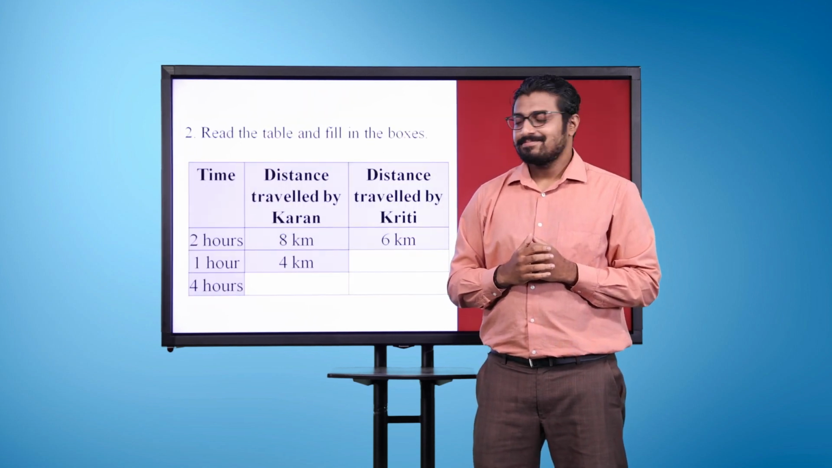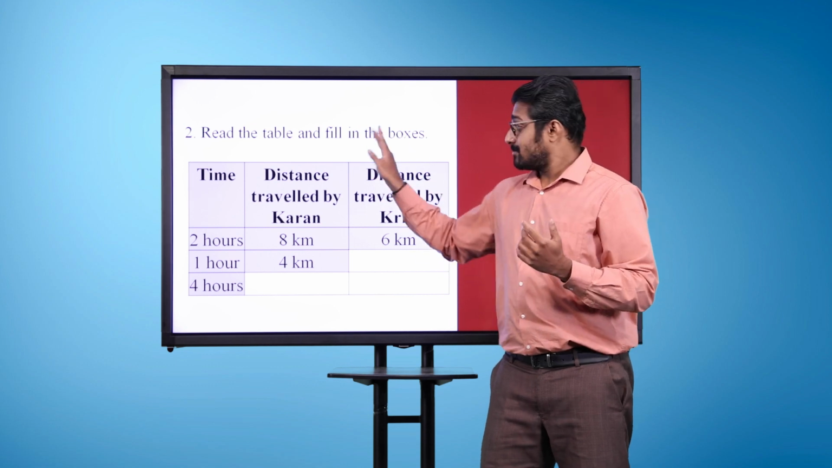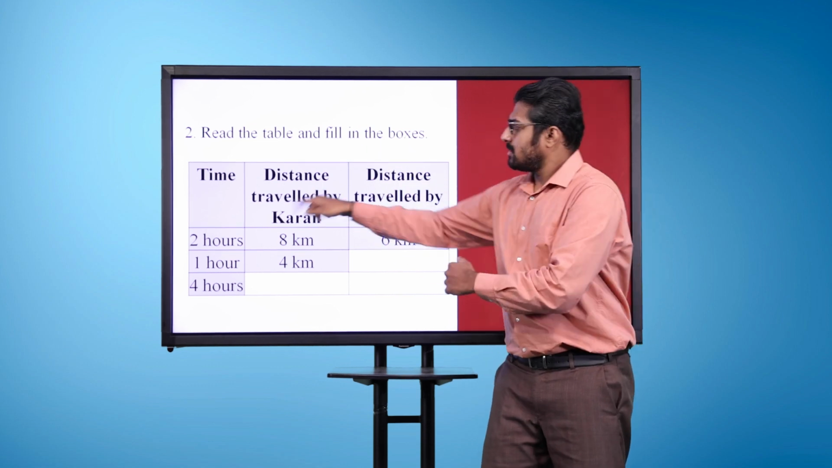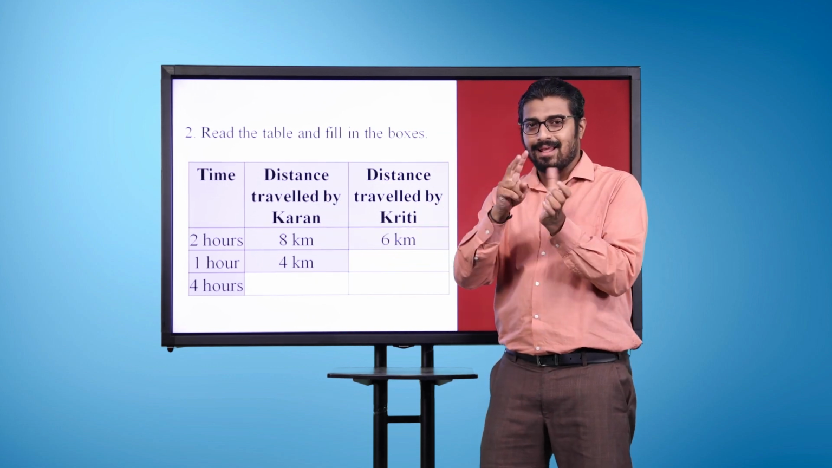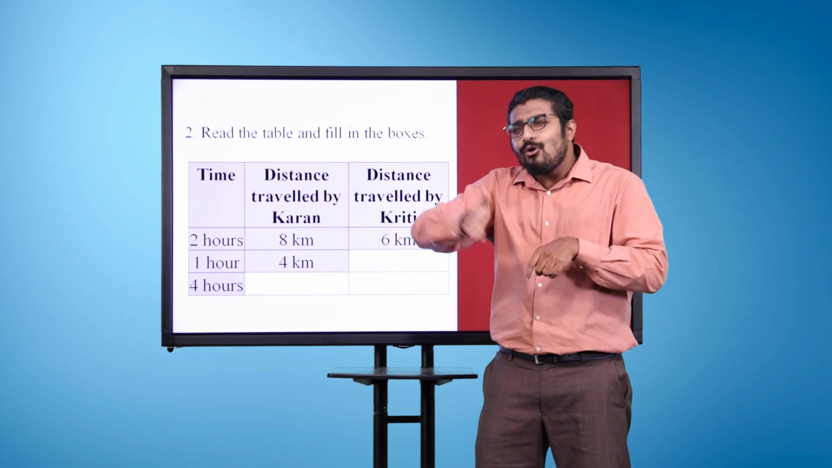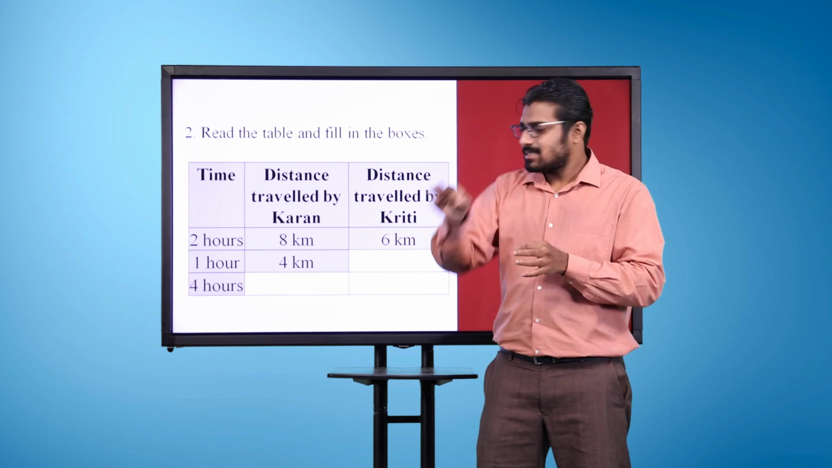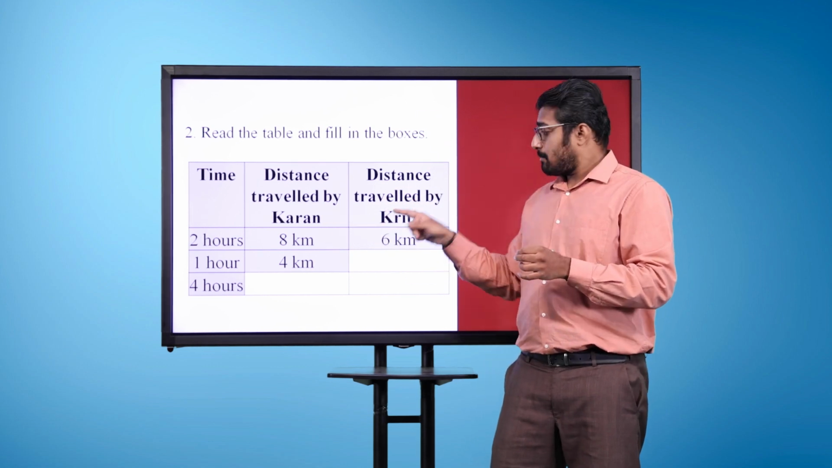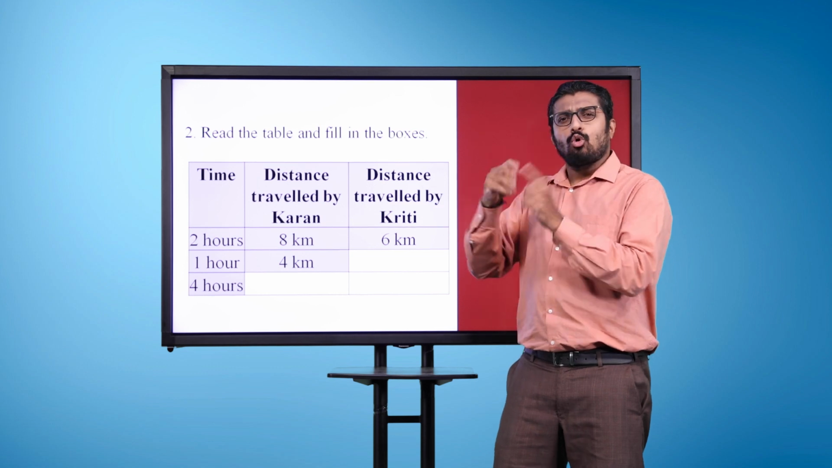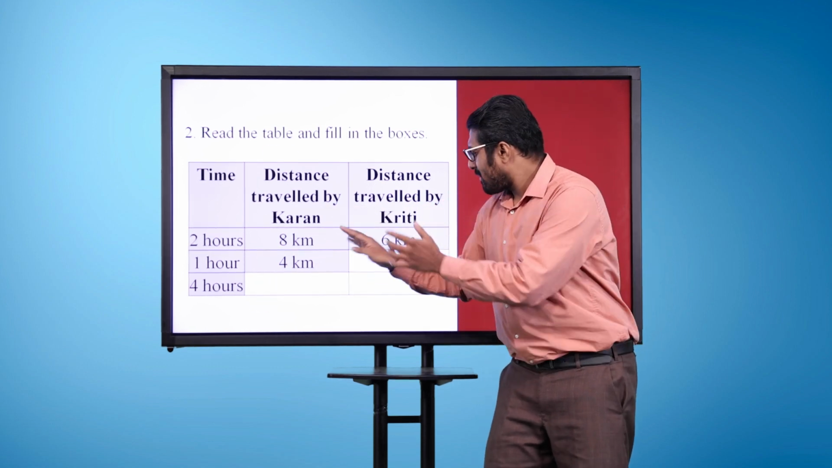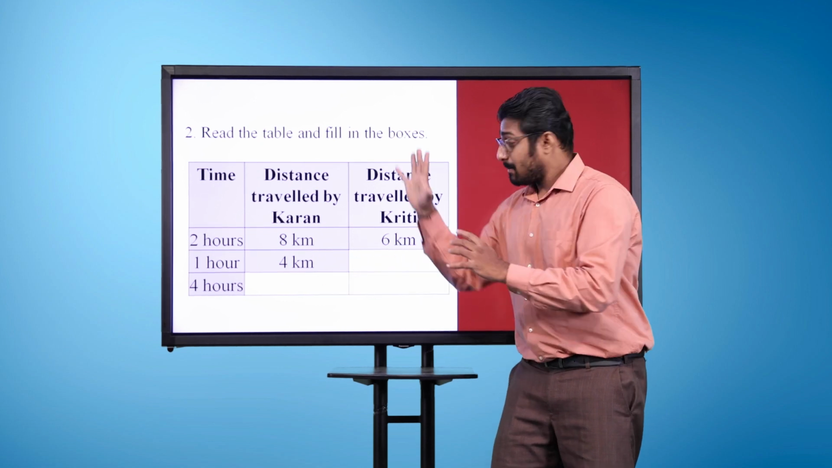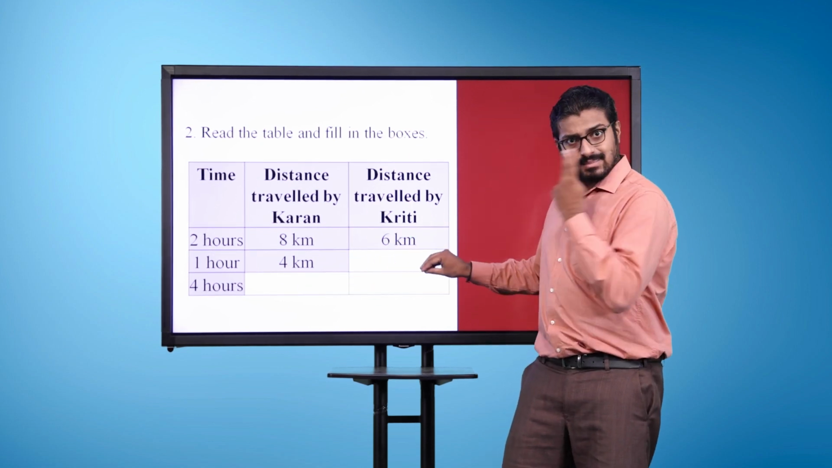2. Read the table and fill in the boxes. We have a table with 3 columns. Column 1, time. Column 2, distance travelled by Karan. Column 3, distance travelled by Kriti. Time, 2 hours. Distance travelled by Karan, 8 kilometers. Distance travelled by Kriti, 6 kilometers.